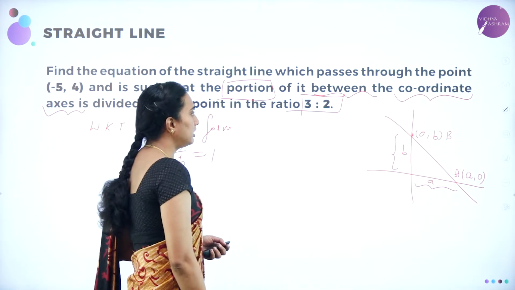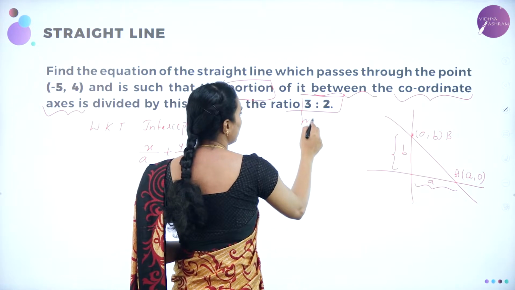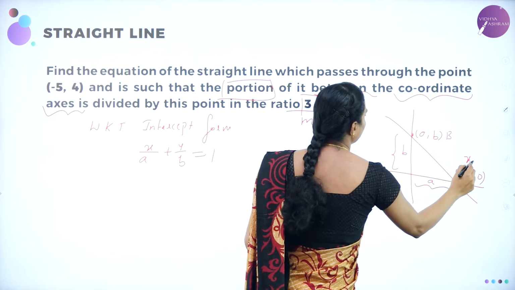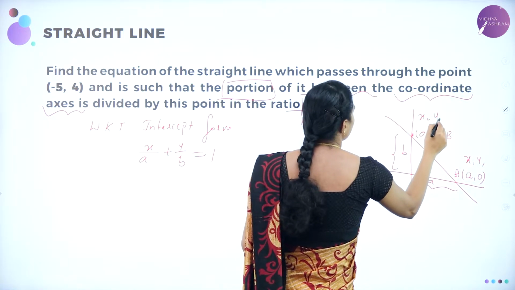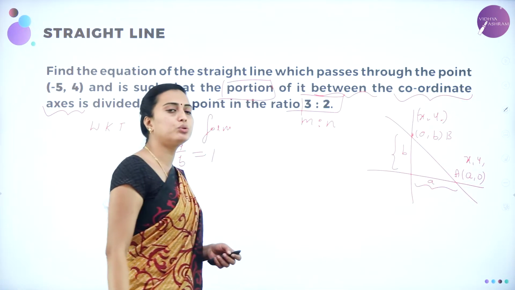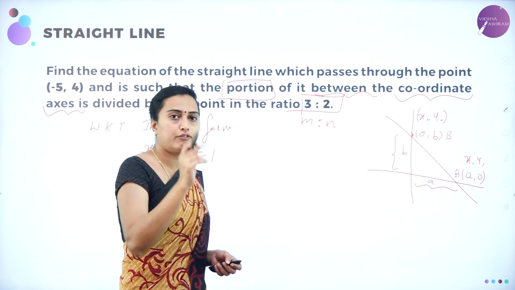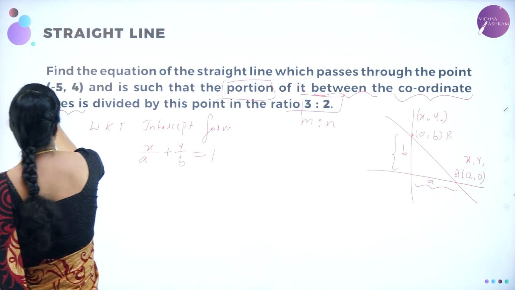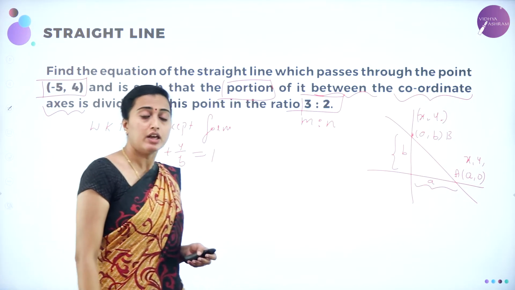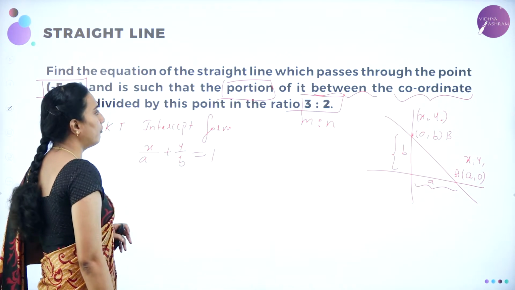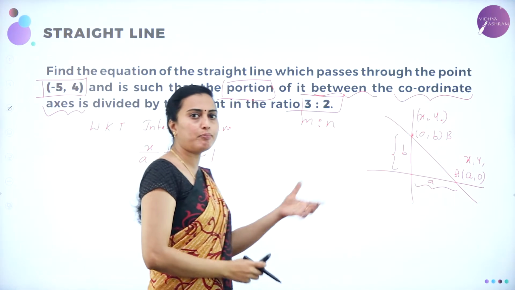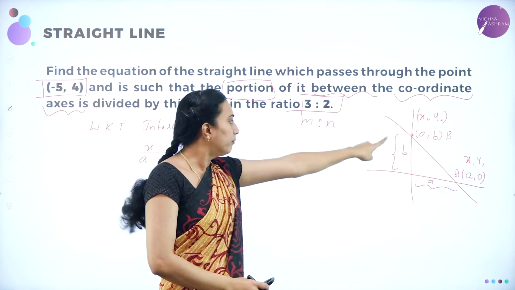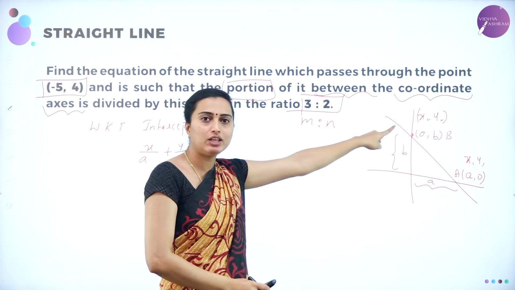Therefore, you can take that the ratio is m:n, isn't it? Now you can consider this point as x1, y1 and this point as x2, y2, dividing in the ratio m:n, as a comma 0 and 0 comma b. Therefore, I can find the coordinates, and that point is given by minus 5 comma 4, isn't it? Therefore, equating that minus 5 comma 4 to the point dividing the line joining a comma 0 and 0 comma b in the ratio 3:2, that is m as 3 and n as 2.